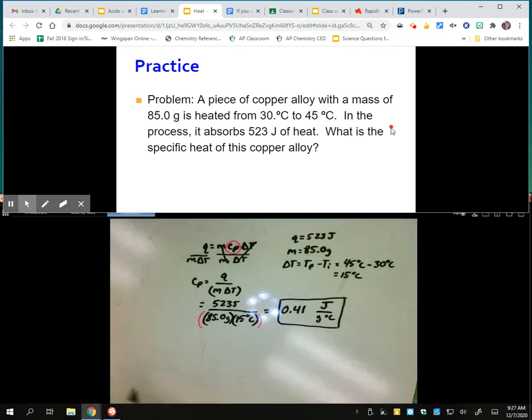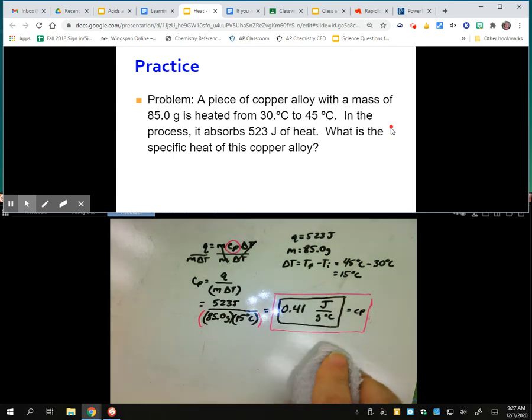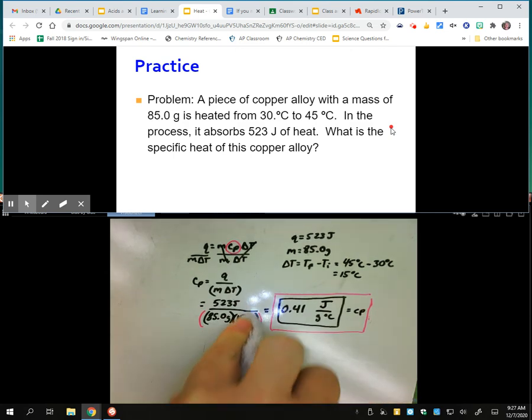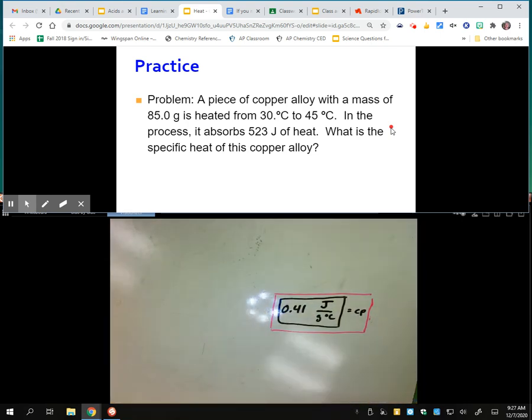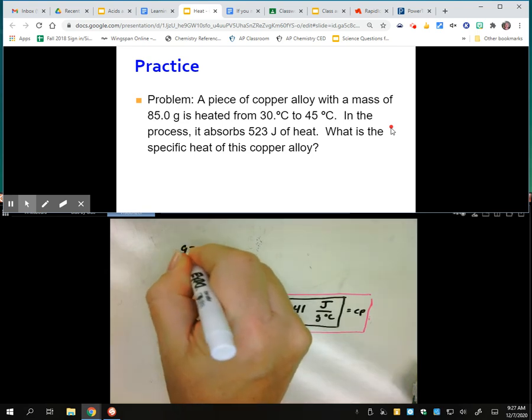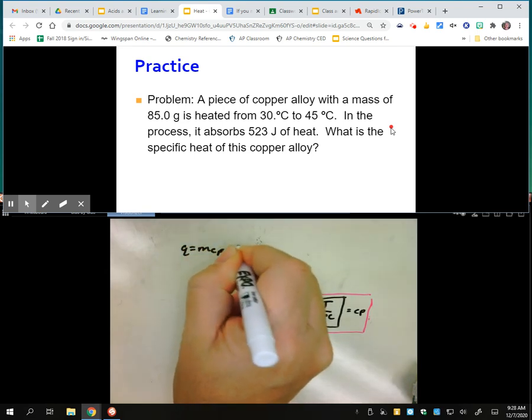Now, once we find the specific heat of a substance, we don't ever have to find that again. It is going to be constant for that substance. The only way we would have to recalculate is if we chose a different substance. So my next practice problem is for you, and we're going to be dealing with the same substance. So that means our specific heat is going to be the same. And Q equals MC delta T is our equation.